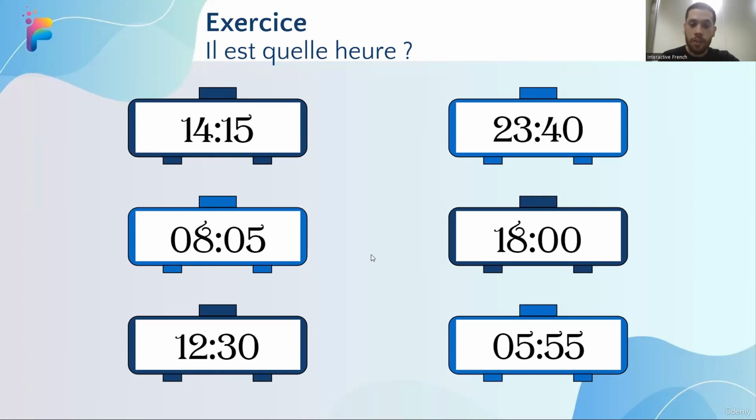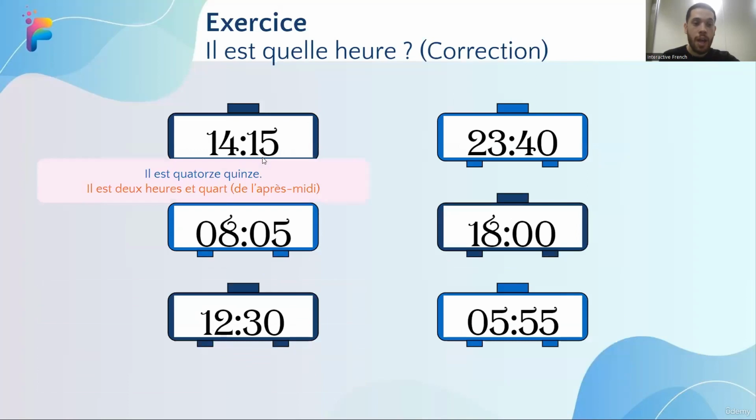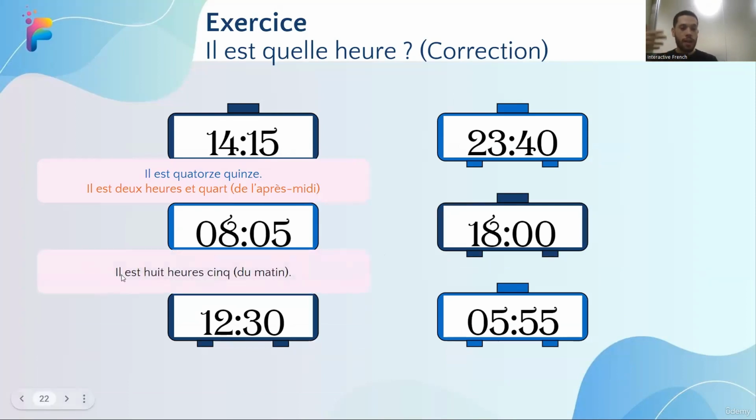Okay, so let's try to pronounce those time indications here. So for the first one, we have il est 14h15, right? Il est 14h15. So you can say il est 14h15, or you could say il est 2h15, right? And then you would have to specify de l'après-midi, because it's in the afternoon here. Il est 14h15, or il est 2h15. Now for the next one, we can say il est 8h05 du matin, right? It's in the morning. Il est 8h05 du matin.